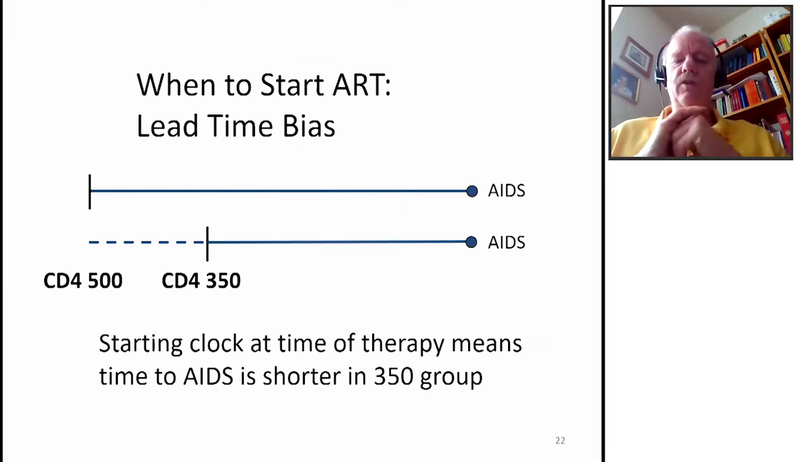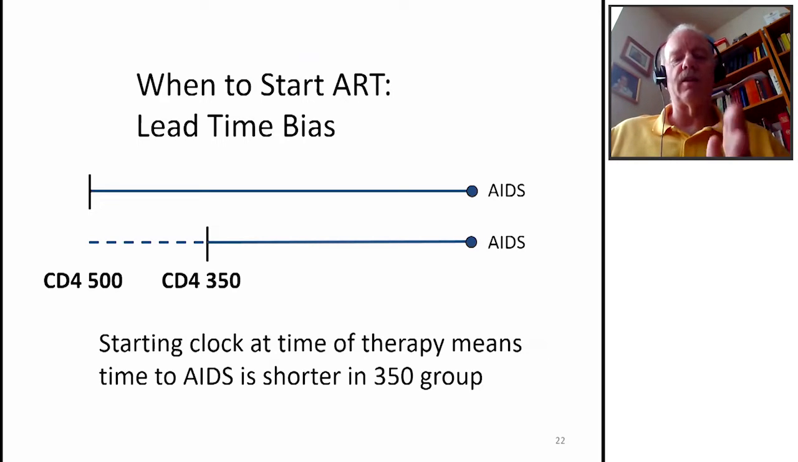So suppose you're looking at people who started at 350, and you're looking at people who started at 500, different people. Then if you're looking at those people and you're saying, okay, how long does it take from when I started observing them till they get an AIDS-defining infection, AIDS-defining event? So the question is, when do you start the clock?